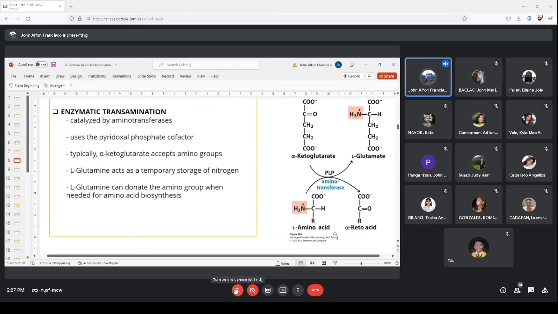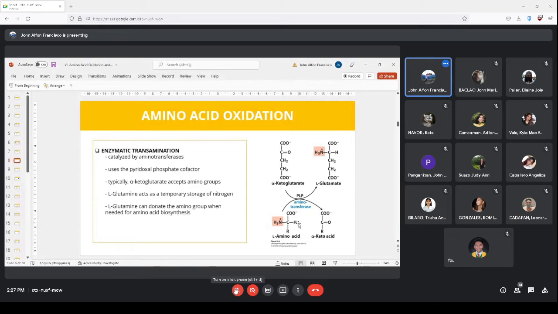Right. Ito, this is what happens first in amino acid oxidation. So nangyayari is the transamination or transfer of your amino group.